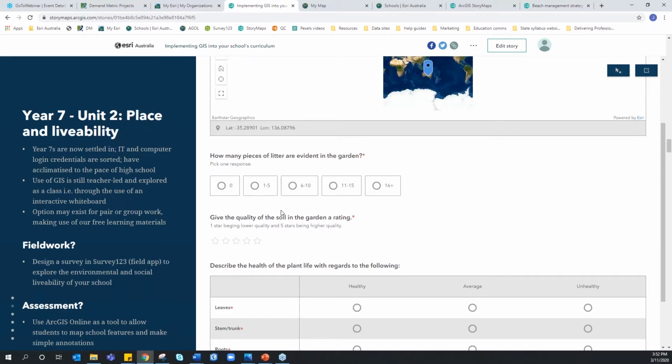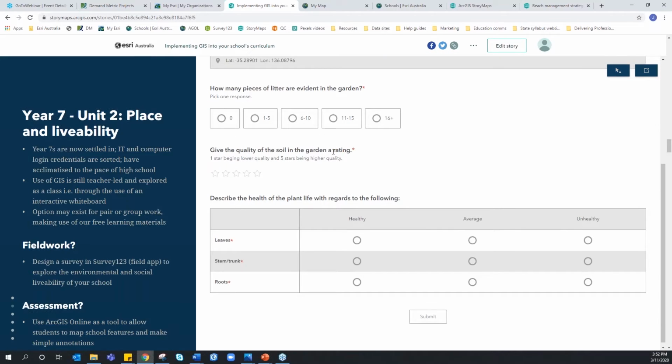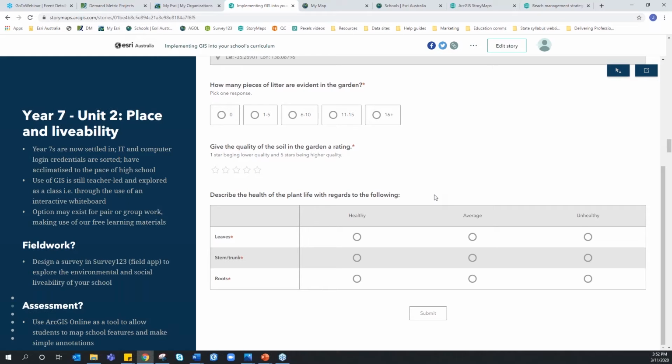and then we get them to answer some questions. So how many pieces of litter are evident in your garden? I might be asking that question because I'm interested in the environmental factors that might be improving or decreasing the livability of that area. Another environmental question: give the quality of the soil in the garden a rating. Again, I'm not asking too much of my Year 7 students, but I am asking them to engage with the environment around them, and describe the health of the plant life with regards to the following. They can look at the leaves of the trees and the plants around them, give it a rating, same with the stem and the trunk, same with the roots.